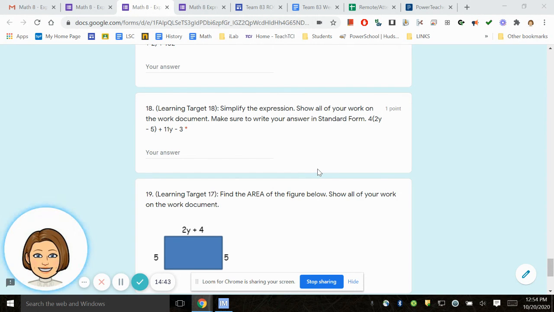Number 18 is a problem just like that one. Simplify the expression. Show all your work on the work document. Make sure to write your answer in standard form. 4 times the quantity of 2y minus 5 plus 11y minus 3. Again, distributive property first, combine like terms, simplify it into standard form.